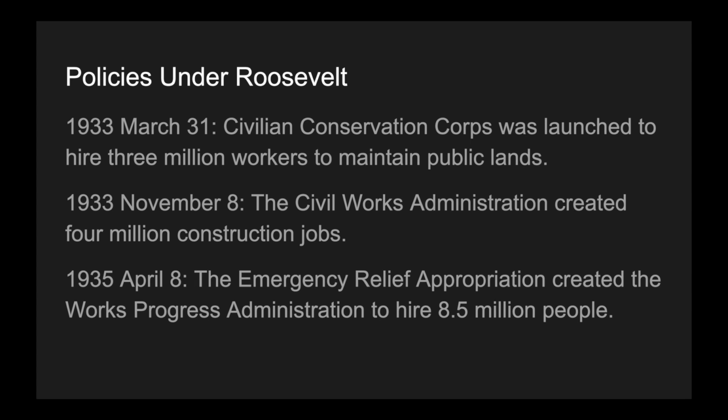maintain public lands. On November 8, the same year, the Civil Works Administration created 4 million construction jobs. And on April 8, 1935, the Emergency Relief Appropriation created the Works Progress Administration to hire 8.5 million people to work on the national infrastructure. These policies reduced the unemployment caused by the Depression, but were still not enough to resolve the Depression completely. Ironically, World War II brought the US out of the Depression.